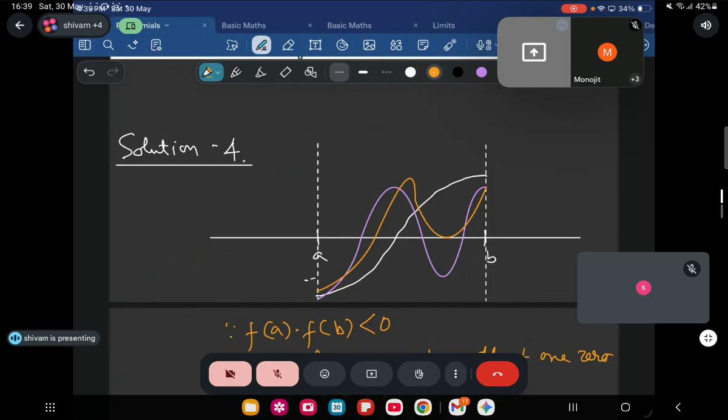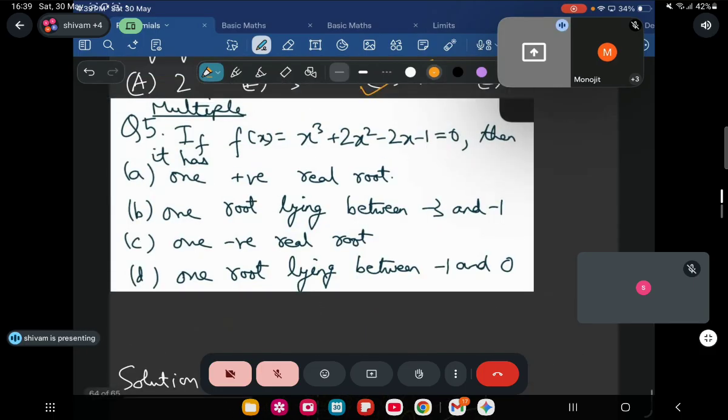Later on, there is an extended theorem of this particular property, known as the intermediate value theorem, based on the same concept. Intermediate value theorem we'll learn later, not now. So this is without differentiation. Tell me, is it clear to everyone? Okay. We'll learn it in continuity.